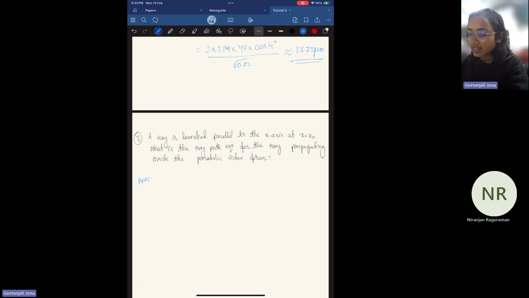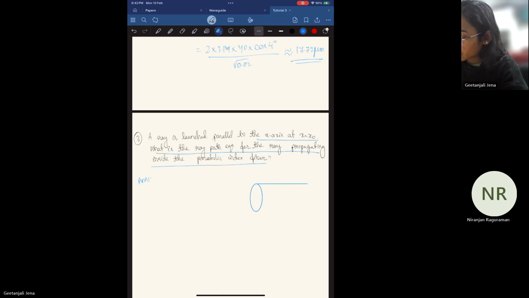This question says a ray is launched parallel to the z-axis at x equal to x0. What is the ray path equation for the ray propagating inside the parabolic index fiber? That means it's a guided ray. So let us see what we have here. And it is incident at x equal to x0.